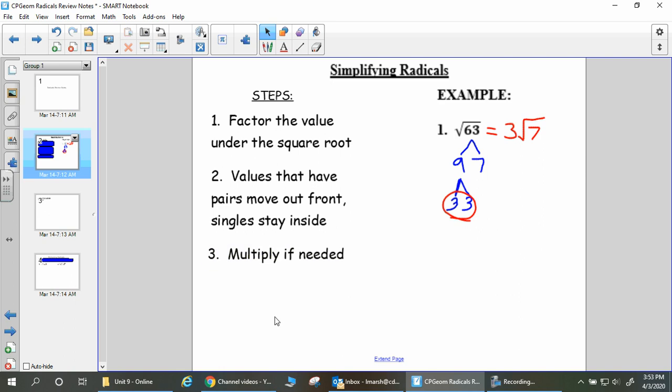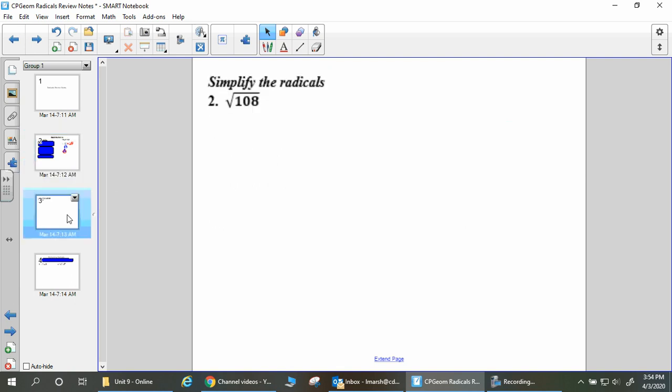Multiply if needed. If you have more than one number out front or more than one number inside, you would need to multiply them back together. In this case, I only have the 3 and the 7, so 3 square root 7 would be my final answer. If we look at another example, here I have the square root of 108.